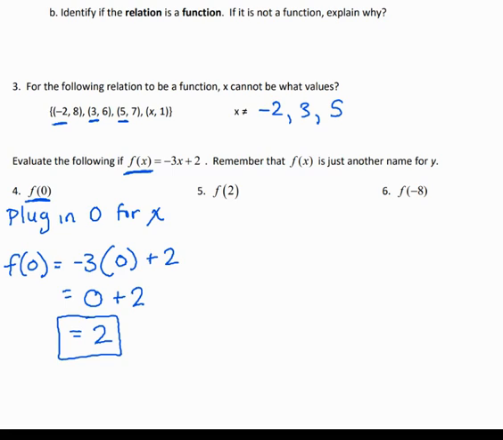Okay? You guys try 5 and 6. When you have finished 5 and 6, put your answer into the private chat. Okay? 5 and 6. Go for it. I'll give you guys like 2 minutes.